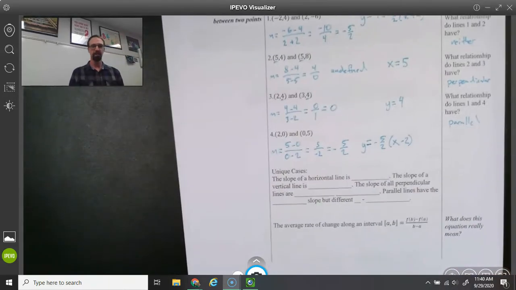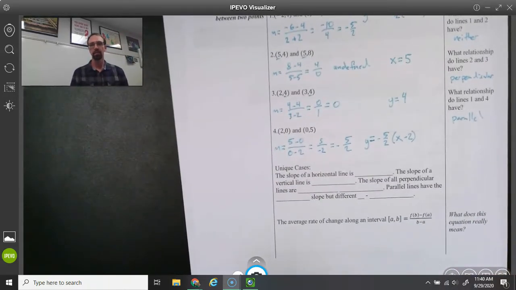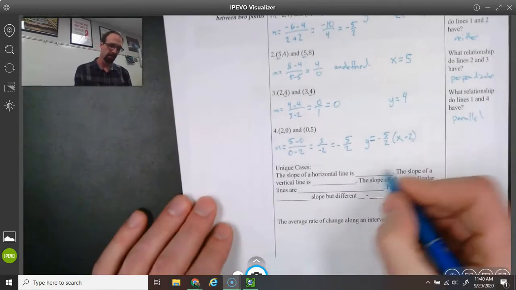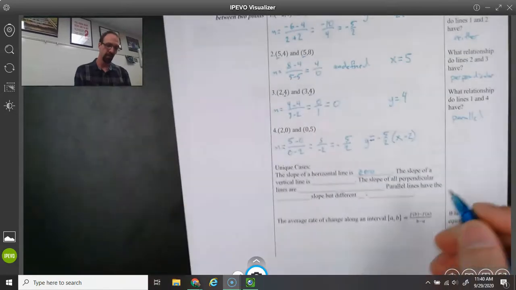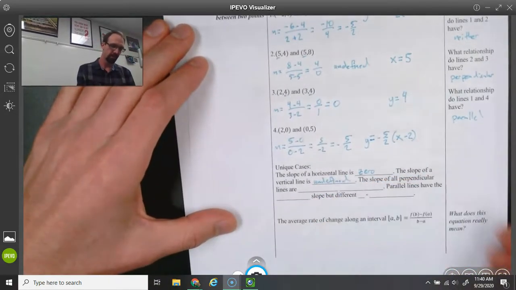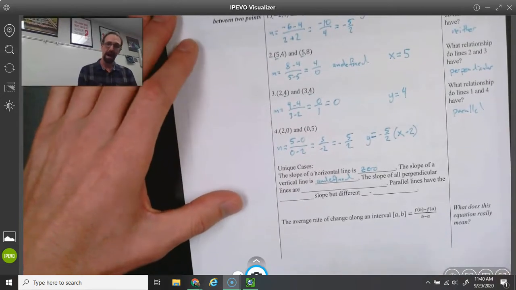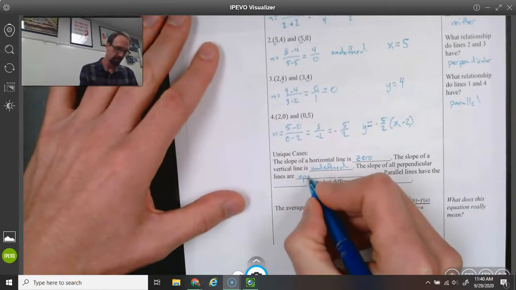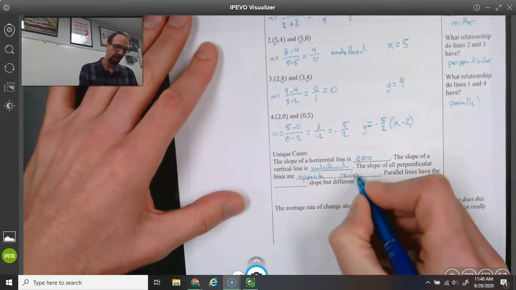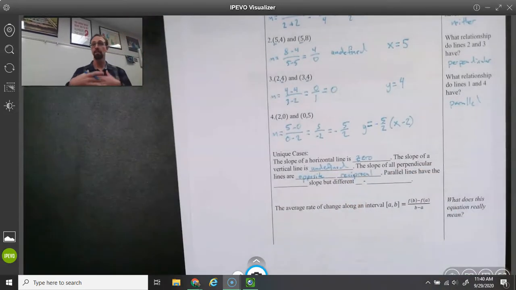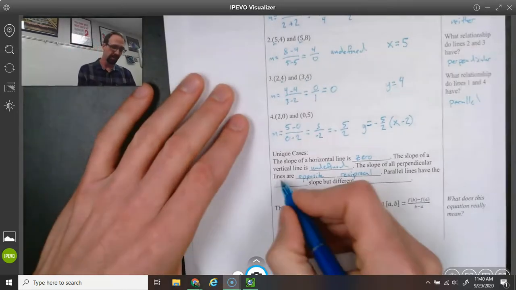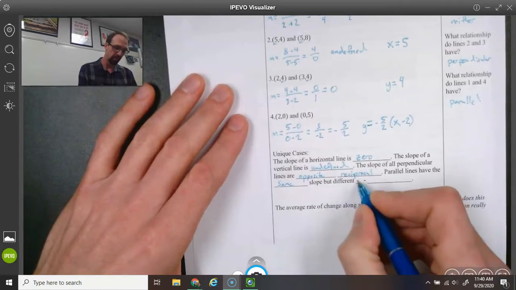The slope of a horizontal line, a flat line, is always going to be 0. The slope of a vertical line is always undefined. Always. The slopes of perpendicular lines are opposite reciprocals. Friendly reminder, opposite reciprocal means that you take the reciprocal of it, so the numerator and the denominator exchange places. Opposite means you change the sign. Parallel lines will have the same slope, but different y-intercepts.